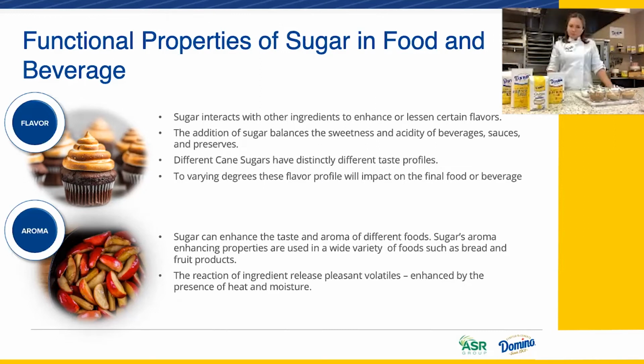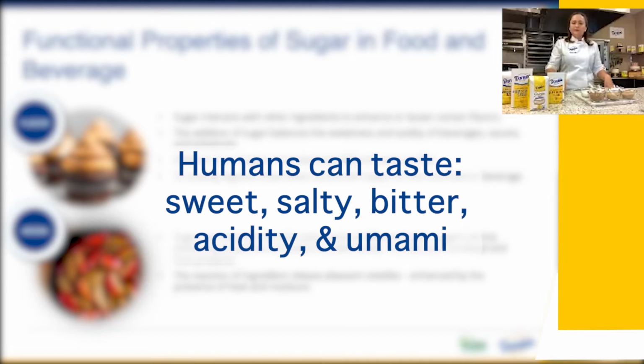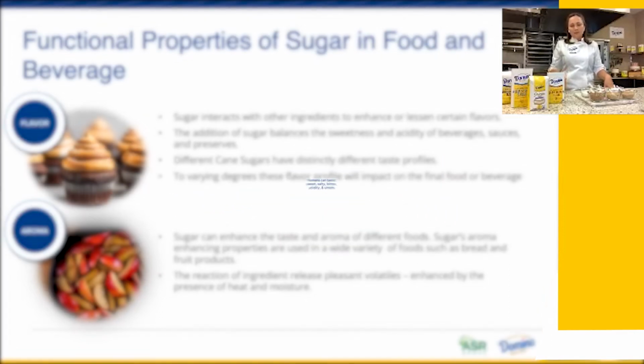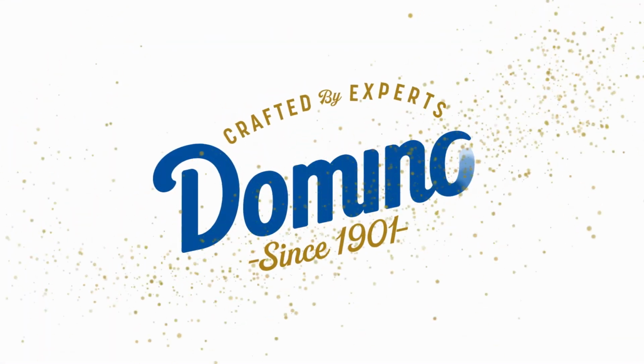Aroma is very important. So humans can taste sweet, salty, bitter, acidity, and umami. Flavor, it's when your sense of smell and all those tastes start to interact. So taste and aroma are all linked together because you're using your sense of smell.